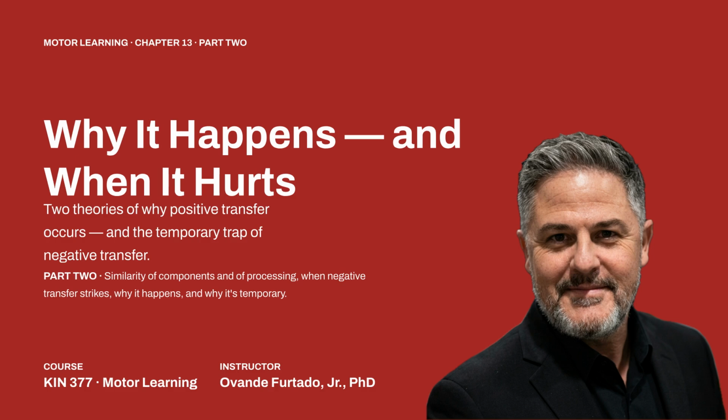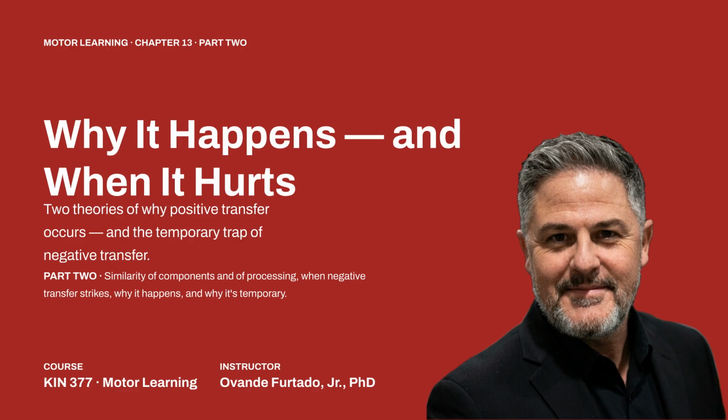Part 2. Why transfer happens, and when it turns against us. In Part 1, we established that transfer is real, that it runs in 3 directions, and that we judge it by the target situation. But we deliberately left a bigger question hanging. Why? Why does practicing one thing make another thing easier or harder?